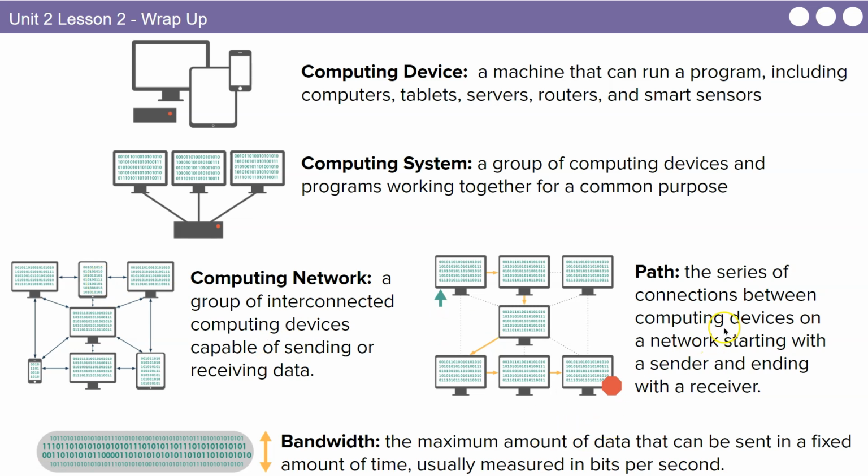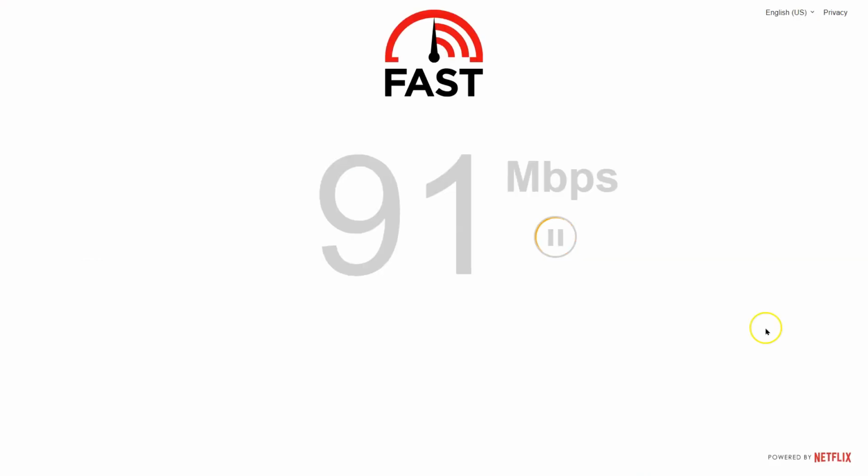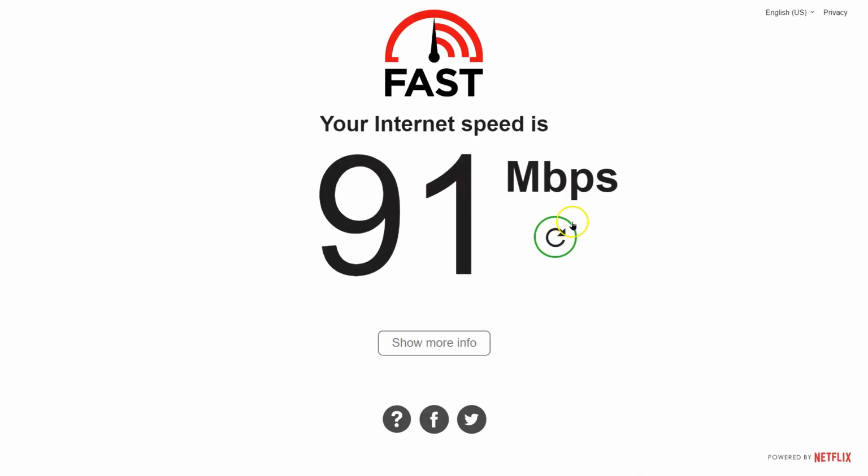And then the path, the series of connections between computing devices on a network starting with a sender and ending with a receiver. So the path is the literal path that it might go through to reach there. Bandwidth, that's how fast your internet is. The maximum amount of data that can be sent in a fixed amount of time, usually measured in bits per second. Yeah, and I want to actually show something with that. I've just magicked up fast.com. I'm just keeping track of how fast my internet is while I'm reading it. This is 91 megabits per second. That is my bandwidth right now.